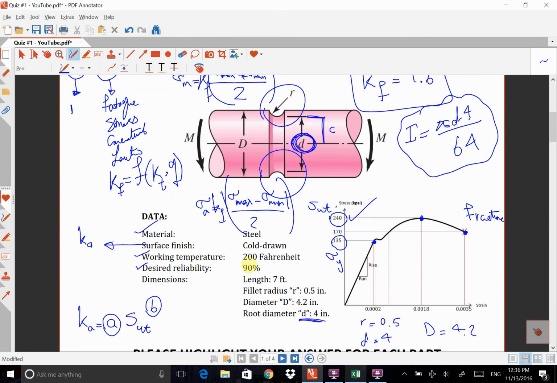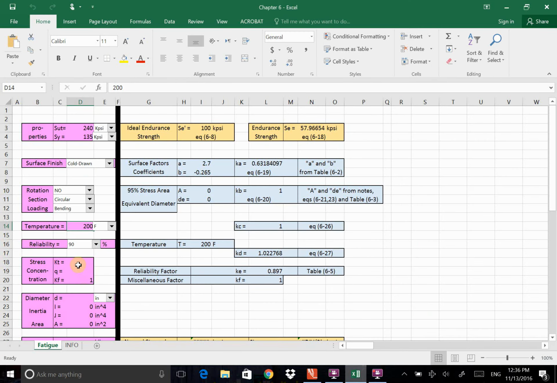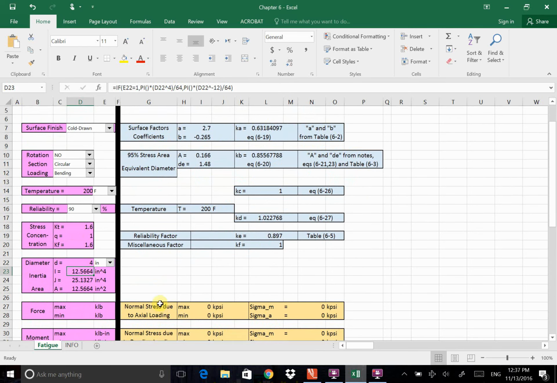Was it 90? Yes, it was 90%. KT, we read that one from the table, 1.6. Q was 1, so KF can be found automatically based on 1 plus Q times KT minus 1. Okay, the diameter, the smaller one, was 4. So I and J and cross section can be found.